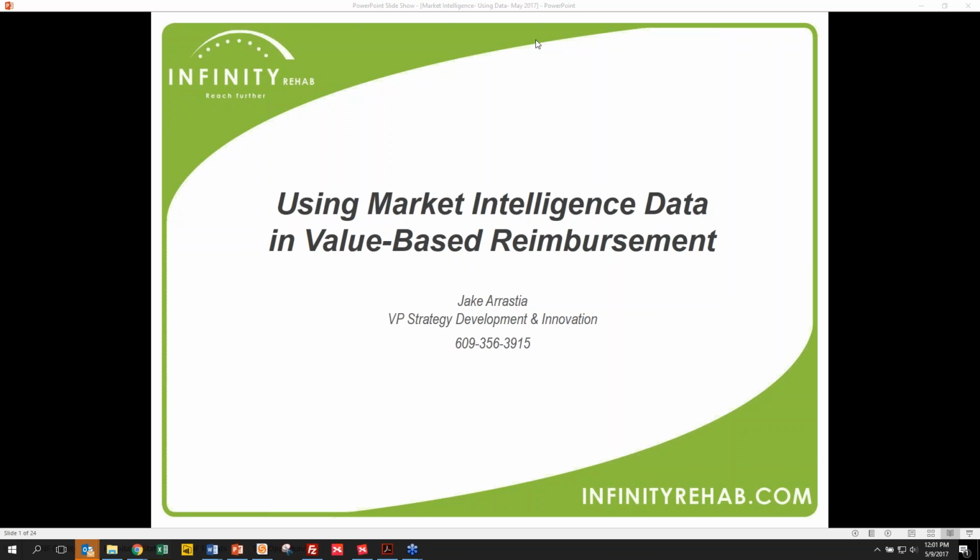So that said, let's move forward. Our topic today is how to use market intelligence data in a value-based reimbursement environment. What we're going to do is frame up the situation a little bit with respect to value-based reimbursement. But more importantly, we'd like to show you a data solution we've been developing in Infinity with the intention of sharing it with all the Infinity customers so that you can take advantage of your market position and use data to better position yourself with your upstream partners, meaning people that refer to you.